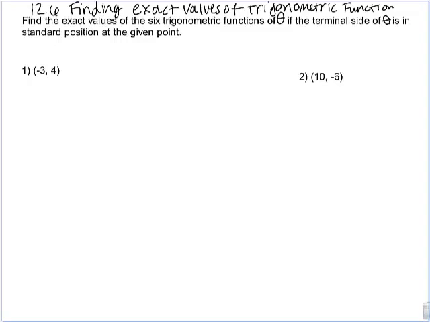So find the exact values of the 6 trigonometric functions of theta if the terminal side of theta is in standard position at the given point. There's a few words in there that we need to know. We know what the 6 trig functions are: sine, cosine, tangent, cosecant, secant, and cotangent. The terminal side just stands for where your angle is. And standard position just means that we start at the origin and we go out.